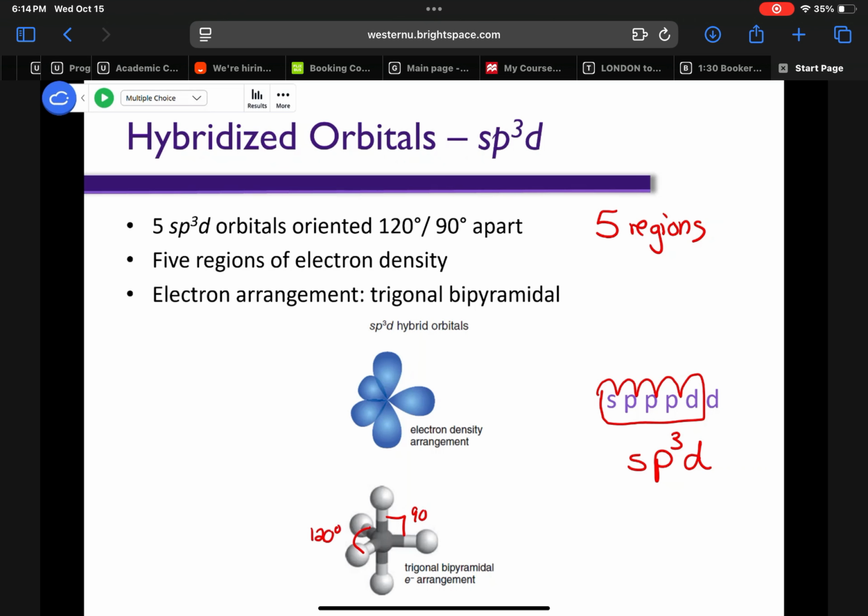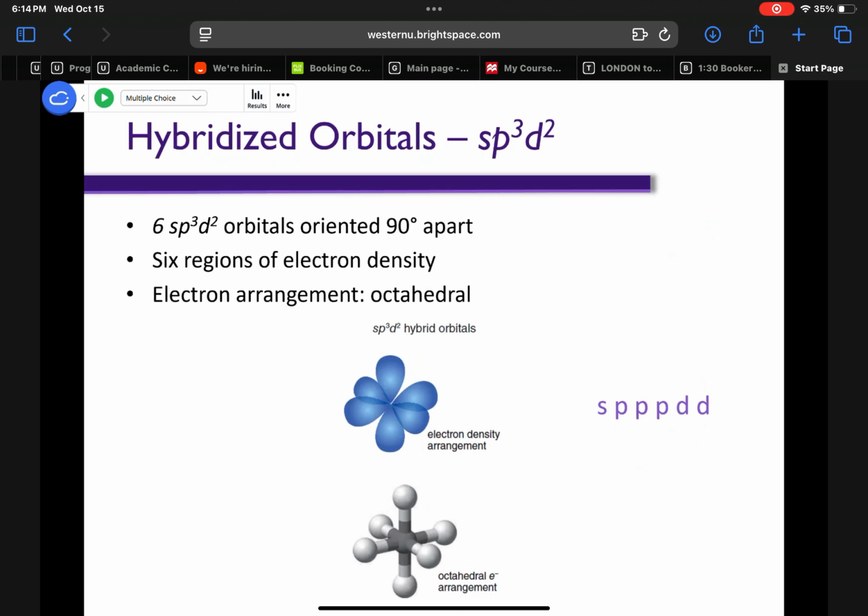And finally, what if we wanted 6 regions of electron density? We need 6 hybridized orbitals. Well, we need to put 6 atomic orbitals in. 1, 2, 3, 4, 5, 6. I put them all in. S, P, P, P, D, D. We shake them up, and lo and behold, out we get 6 degenerate identical orbitals.